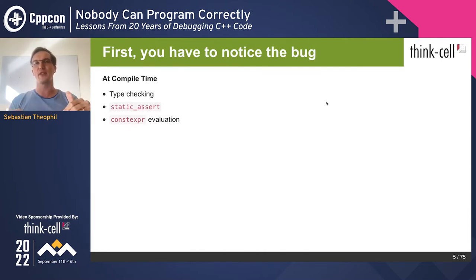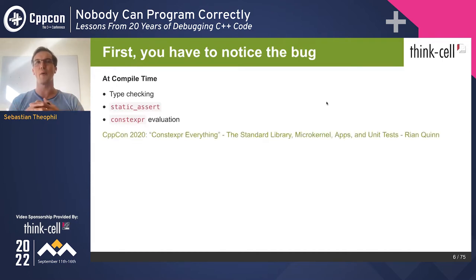I let you think for a second, what kind of bug can we avoid completely when we calculate things at compile time using constexpr expressions? Well, maybe you've seen the talk two years ago. We can avoid undefined behavior. And there have been talks about exploiting that fact. So everything that is constexpr evaluated by definition cannot show undefined behavior.